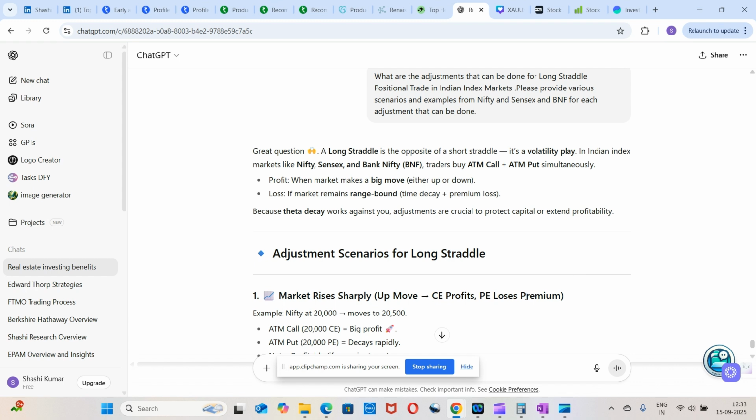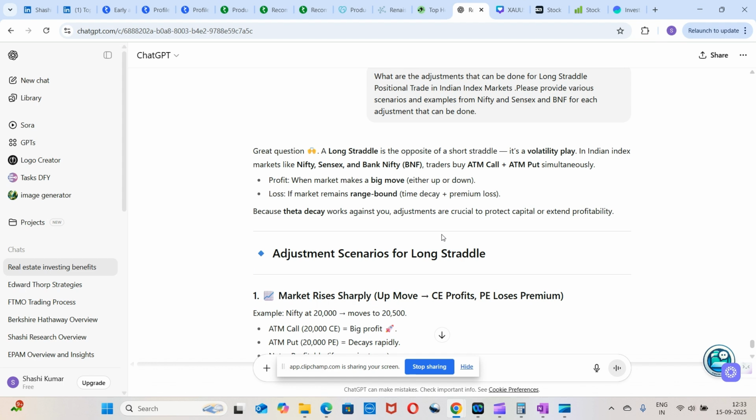So, what is the long straddle? A long straddle is the opposite of a short straddle. It's a volatility play. In a short straddle, you assume the market is going to be range bound. In a long straddle, you assume otherwise. Basically, you assume that the market will go in one direction. There will be a big move, either a bullish big move or a bearish big move. That's what your view would be. Or there will be high volatility in the market.